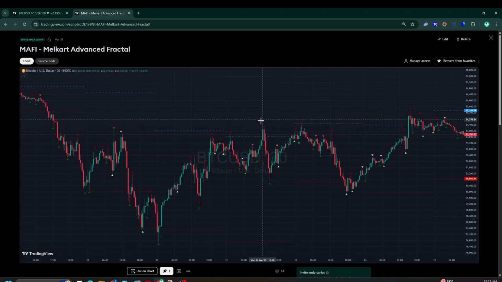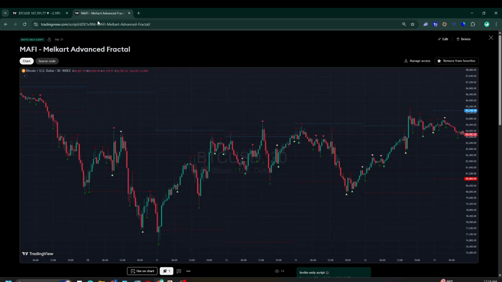For a fractal to print, you need 5 candles. You need the first candle here, then the second candle should be higher than the first, then the third candle, which is the topping candle, and then the fourth candle should be lower than the third, and the fifth candle should be lower. That makes this high a swing high, or an important high. Why? Because the price was going higher, candle after candle, then it reached the top and started trending lower. We'll look more into it.